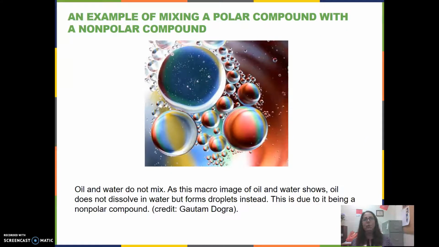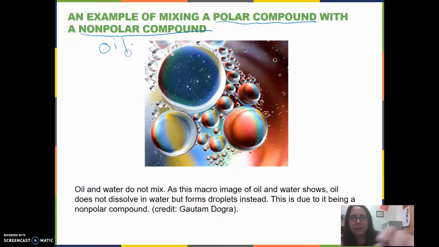And the reason this is important is that polar compounds or polar molecules like water don't mix with nonpolar molecules like oil. And this is an image of oil and water. Oil would be the nonpolar molecule and water would be the polar. So what happens is substances that are also polar, like water, will dissolve in water. And substances that are ionic, like table salt, sodium chloride, will also dissolve in water. But nonpolar molecules will not dissolve in water.